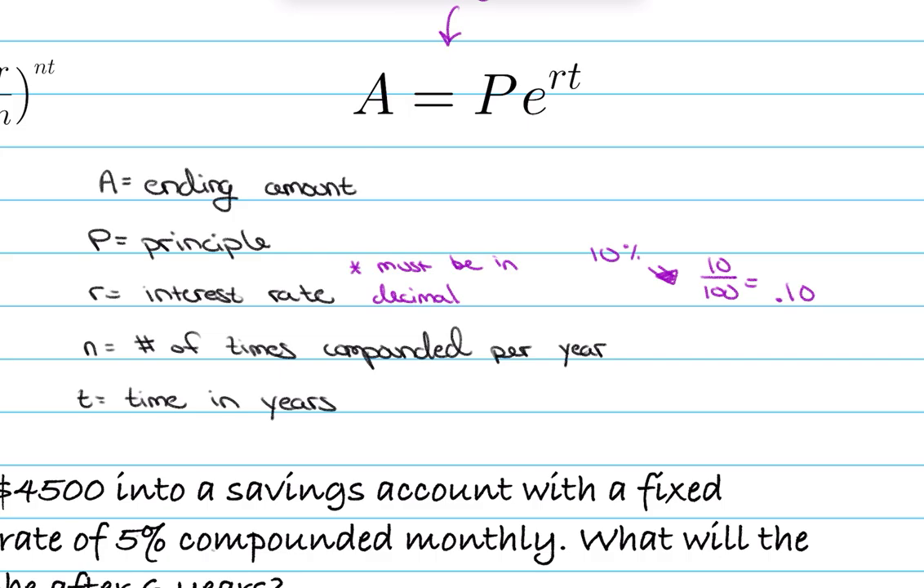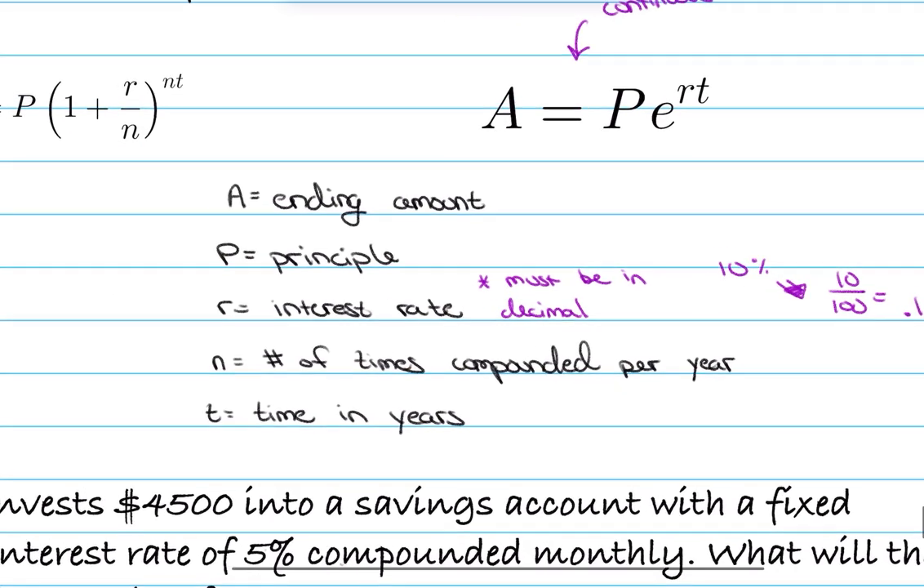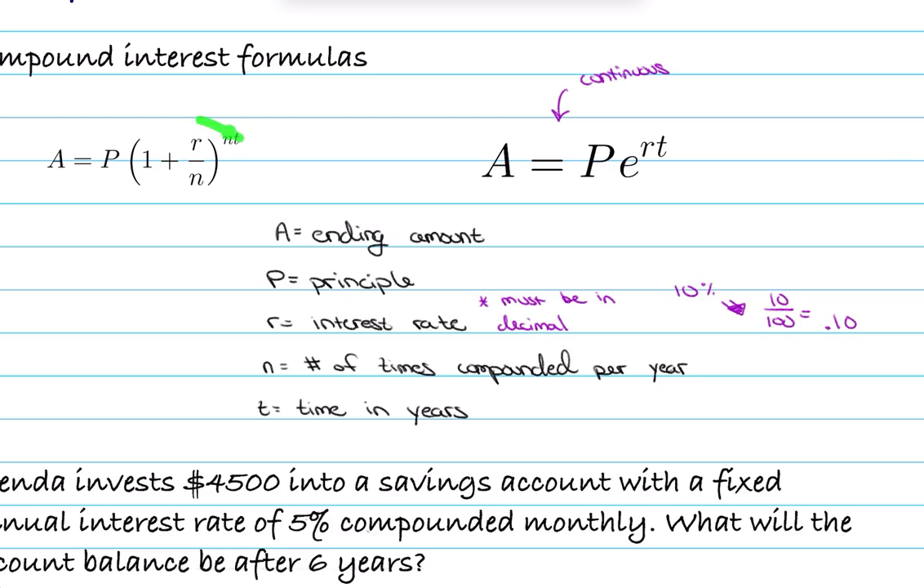All right. N. N only applies to this formula because it's the only formula that has an N. There's no N over here. N is the number of times that you're compounding per year. All right. So if I say we're compounding monthly, well, that means we're going to compound 12 times in 1 year. If I say we're compounding weekly, that means we're going to compound 52 times a year. Okay, so that's what the N stands for. It's the number of times you are compounding per year. And then T is your time in years. Okay, so if they give you an amount of months, you have to convert that to a year.